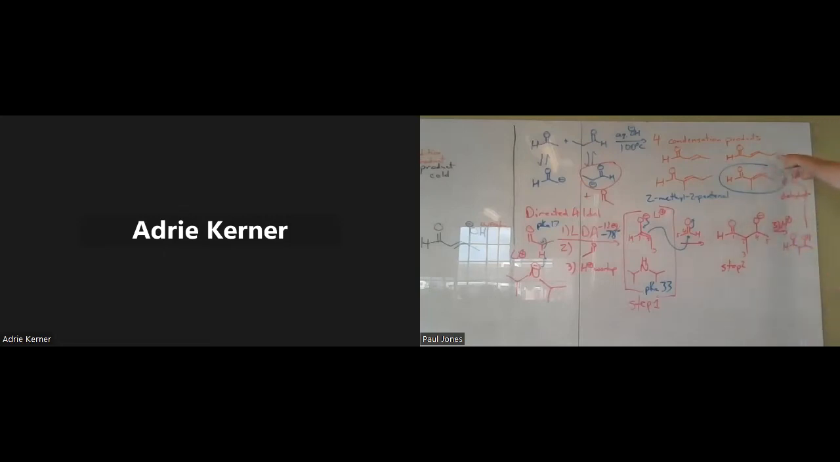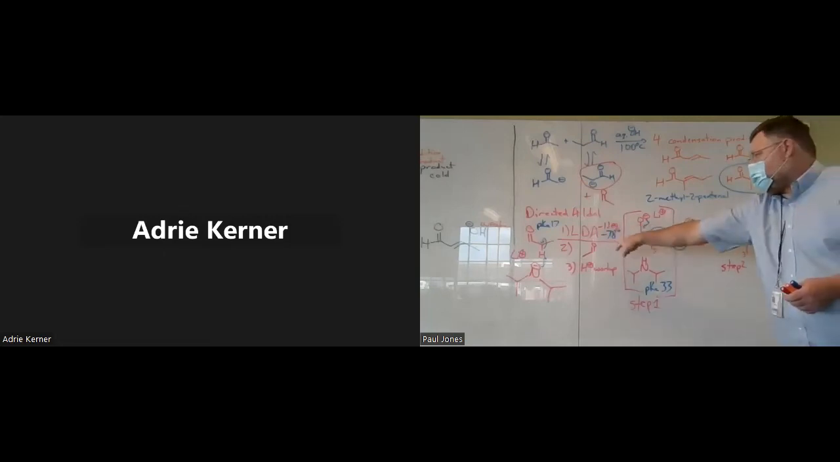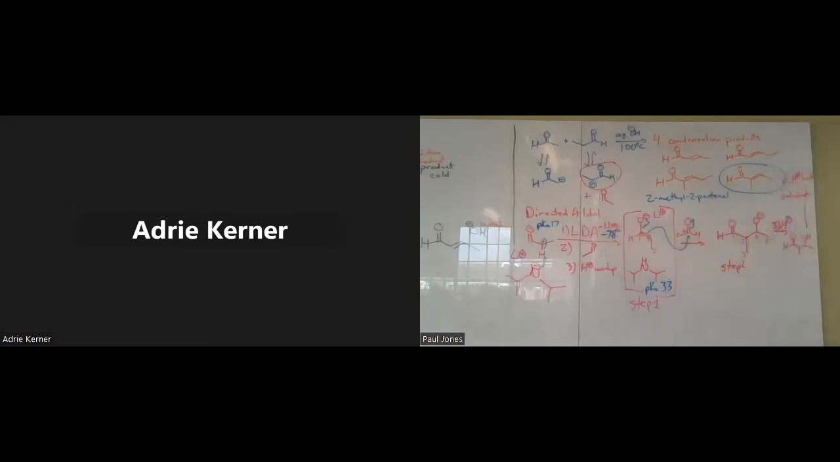If I wanted to make the one in the upper right, I would reverse the aldehydes over here in my sequence. I would start with acetaldehyde. I would make the enolate. Then I would add propionaldehyde. That's step 3. Step 3 is just aqueous workup.